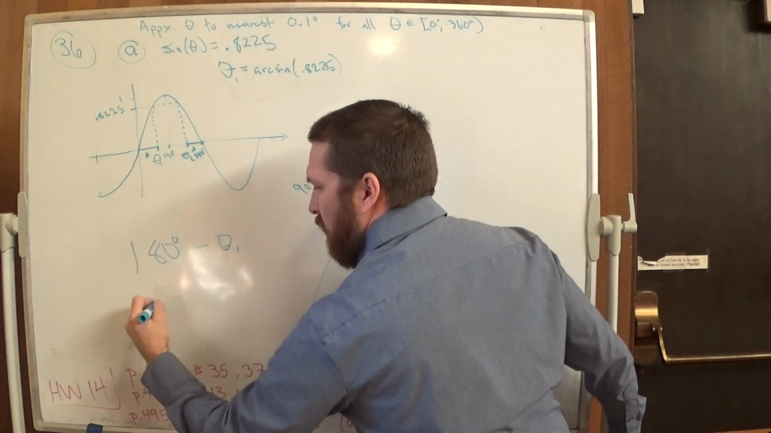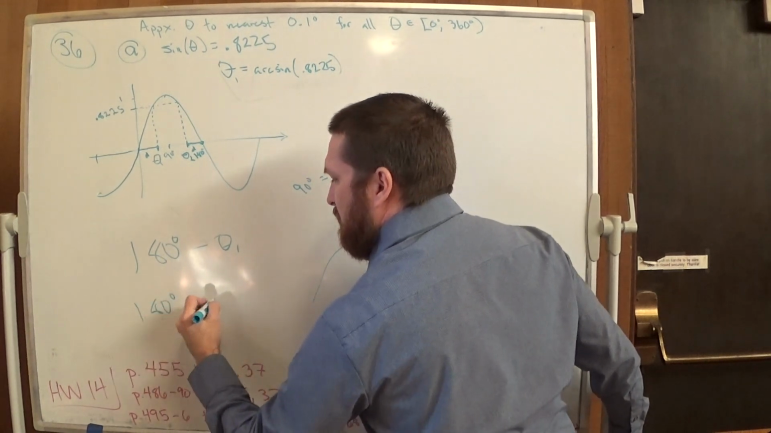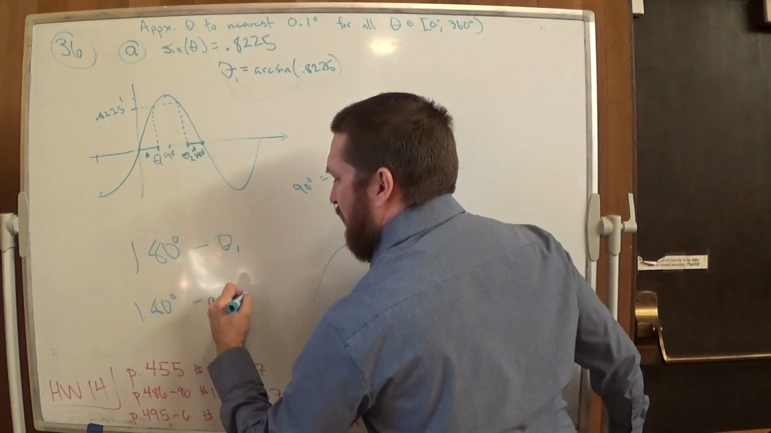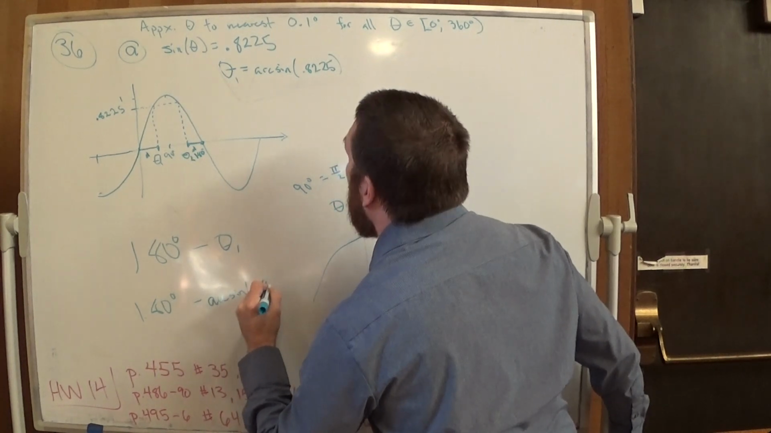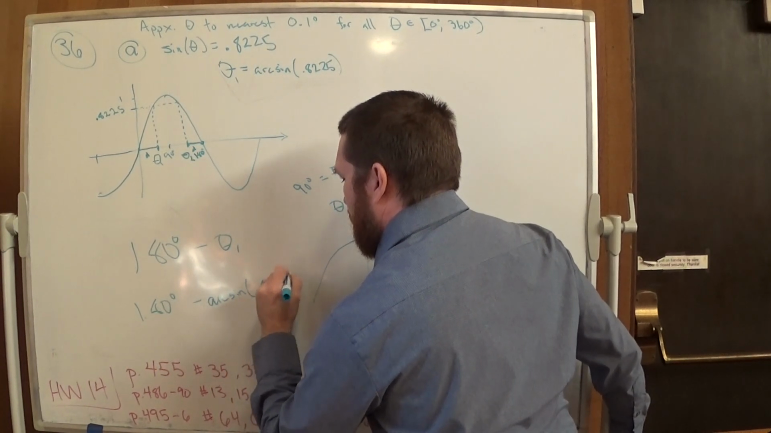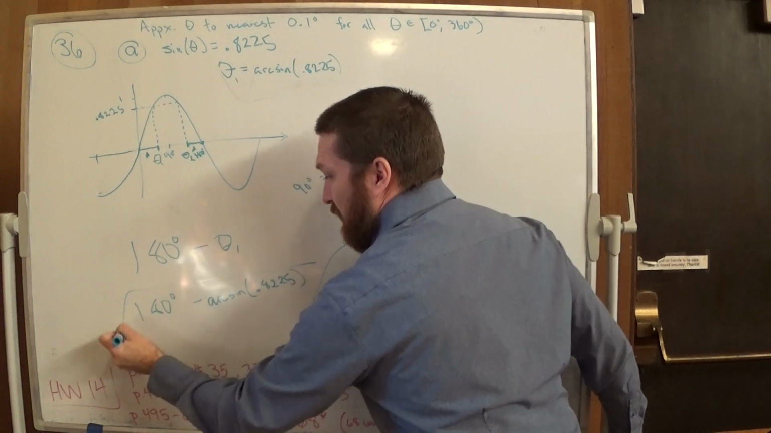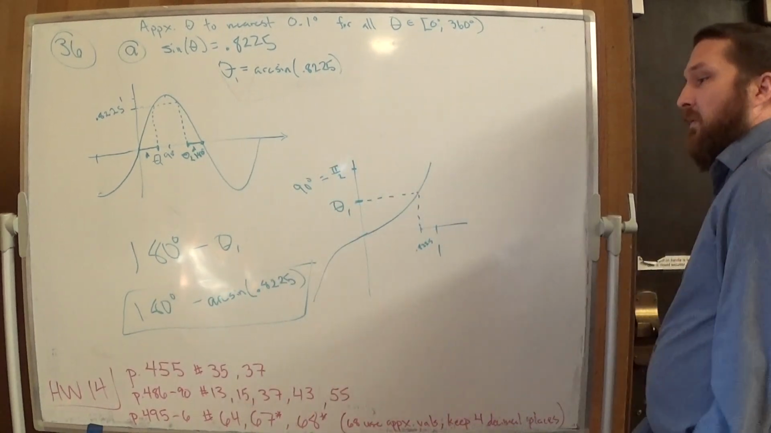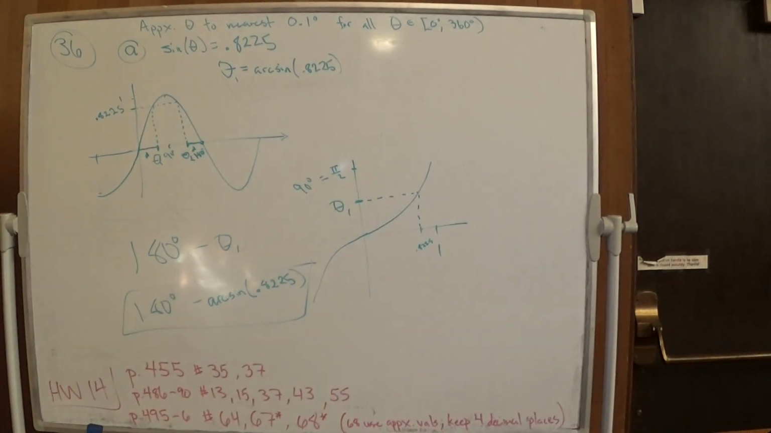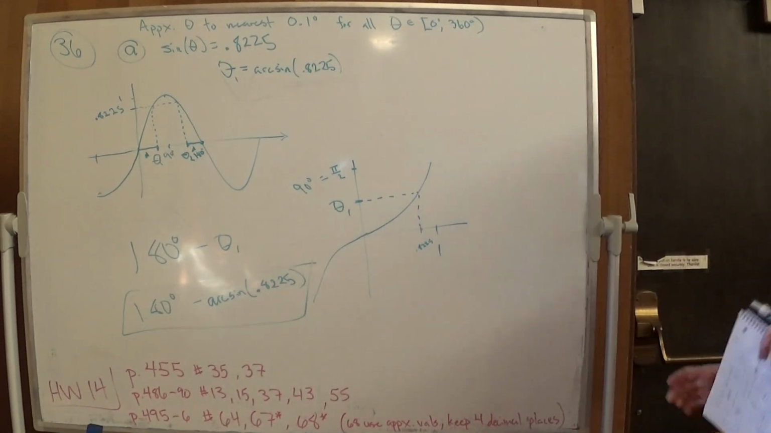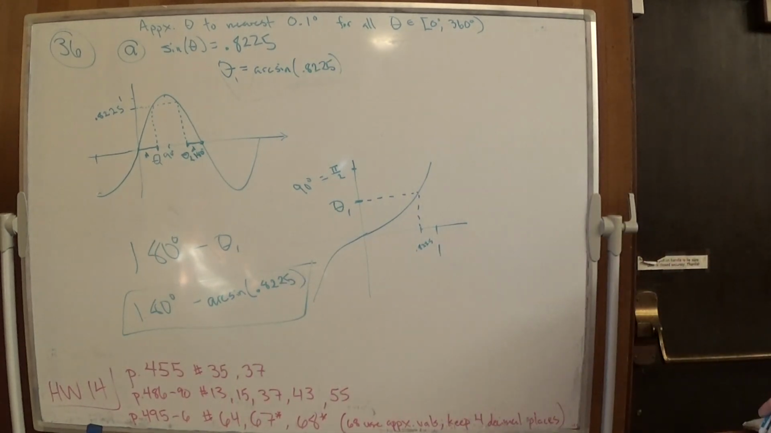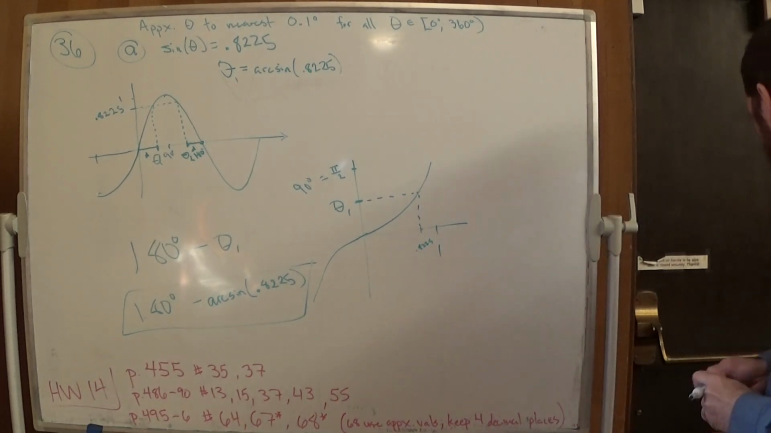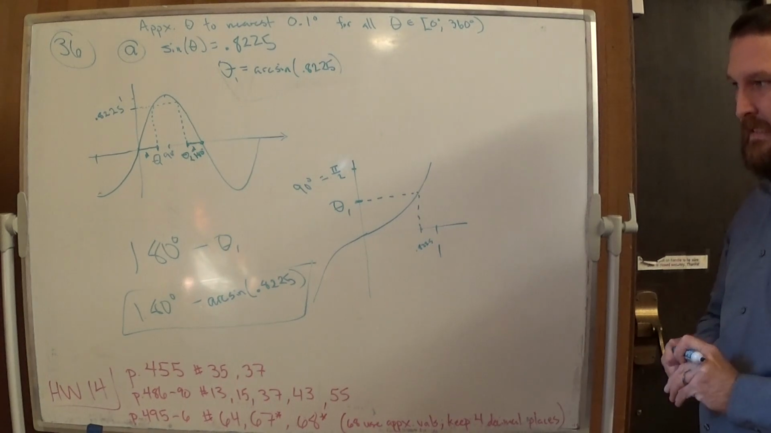In other words, 180 minus arc sine of 0.8225. If you're doing this, you want to make sure you're in degree mode, otherwise you're going to get junk. If you're working in degrees, make sure your calculator says deg somewhere on it. Okay? So there's that one. Any questions on this?